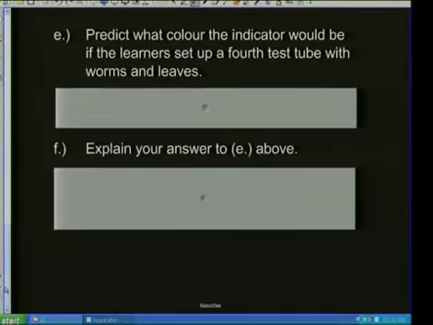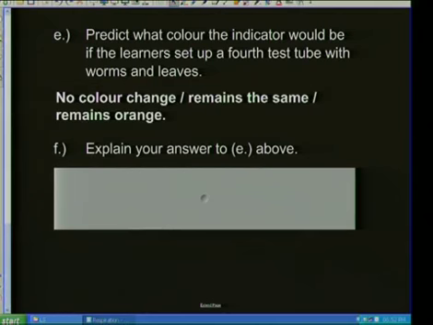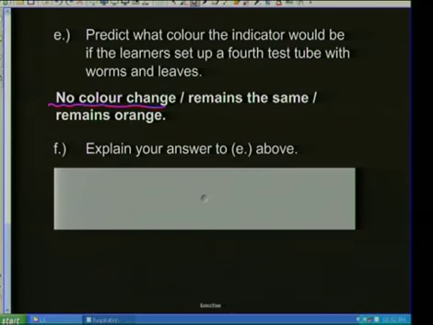What's going to happen? First of all, there will be no color change. Generally, remember these are probable. We can't say for sure. But generally, there should be no color change, or it remains the same, or it remains orange. Remember, no color change means remains orange, because we started with orange. Now, they're not going to ask you this and leave it there. Whatever you say here, you have to explain.